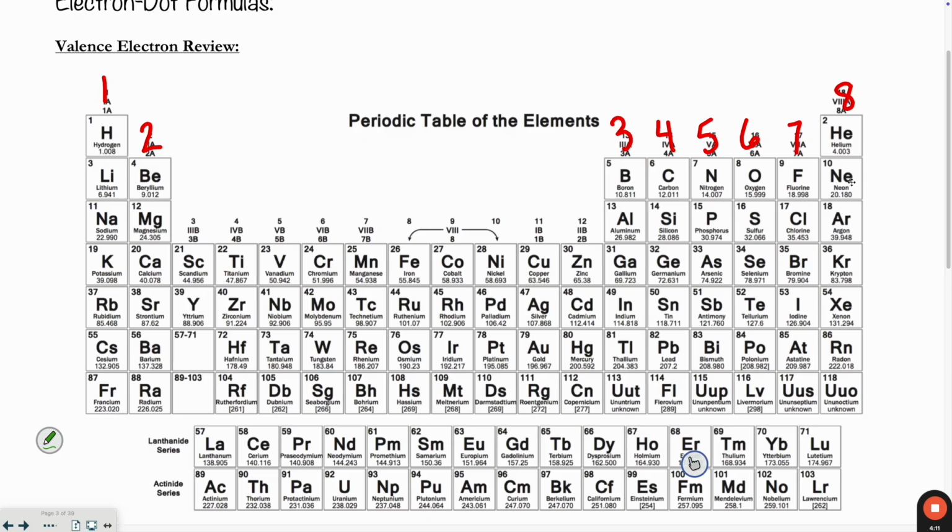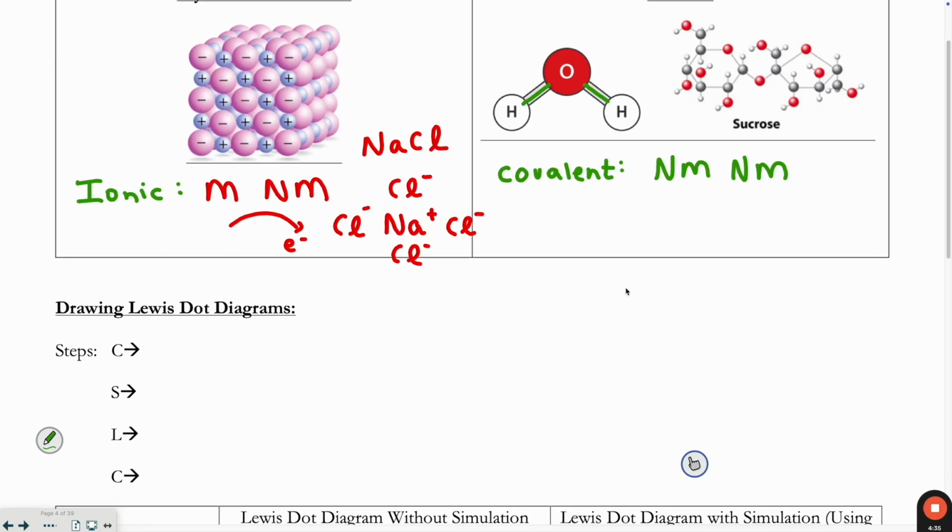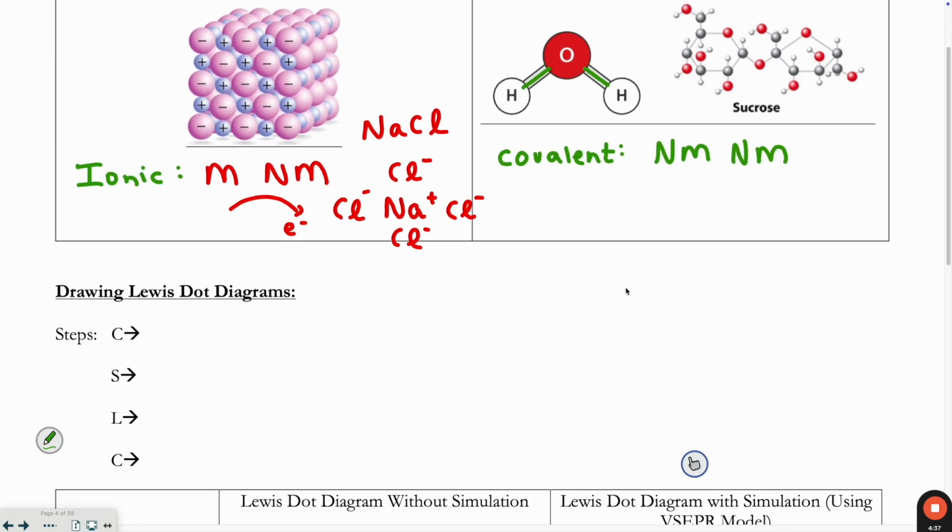The only thing to keep in mind, helium is weird. Helium doesn't have 8 valence electrons like the other noble gases. Helium actually has 2. And so that's going to be important because hydrogen wants to be just like helium. And so instead of wanting 8 valence electrons, hydrogen is going to want 2. So let's figure out how to draw these molecules so that these atoms can have 8 without needing to give up electrons fully.